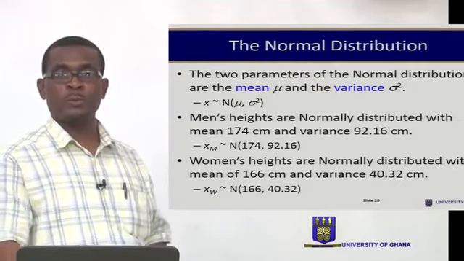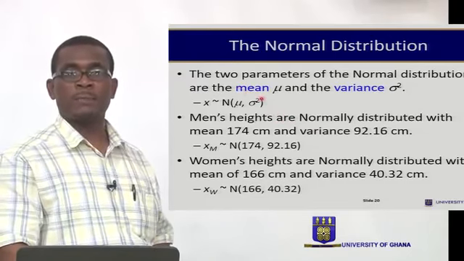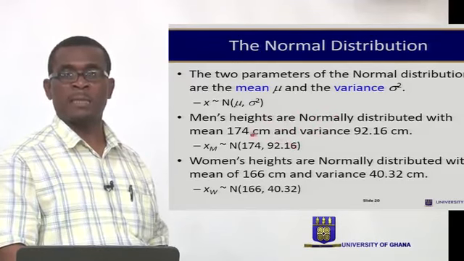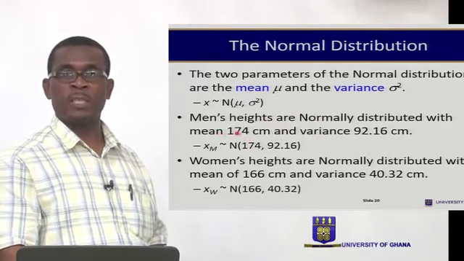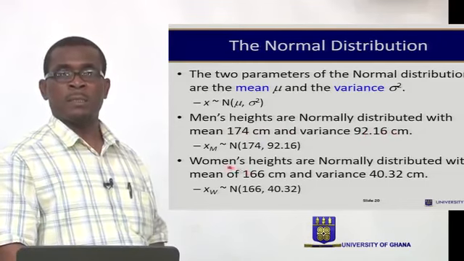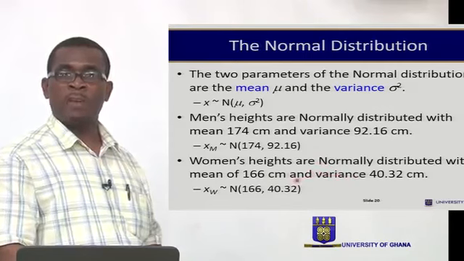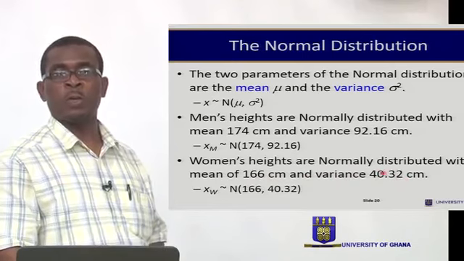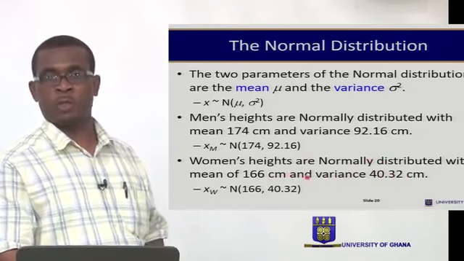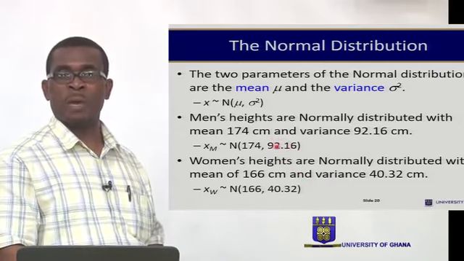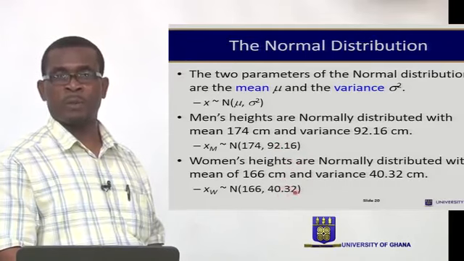Now, let's take two examples. We know that the height of men is normally distributed, and research has shown that the average height of men is 174 centimeters with a variance of 92.16. Similarly, for women, the average height is 166 centimeters with a variance of 40.32. Clearly, you will see that on average men are taller than women, but there's a lot of variability in the height of men compared to women, because this is a lower variance.